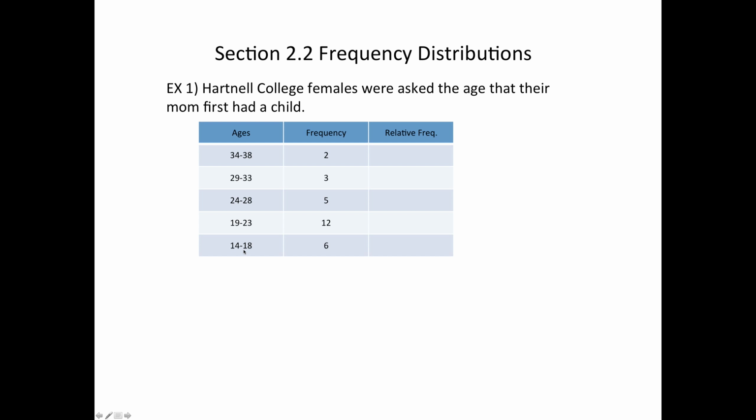So from 14 to 18, there were 6 women who had their first child when they were 14 to 18, etc. And then in the oldest age group, it goes from 34 to 38. There were 2 women. Then find the relative frequency.